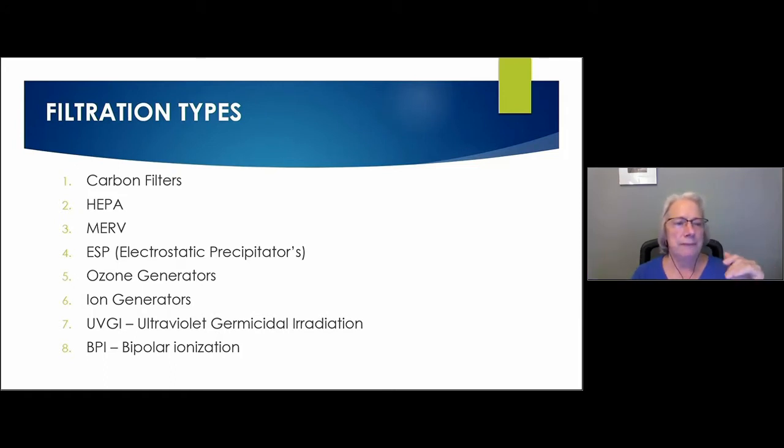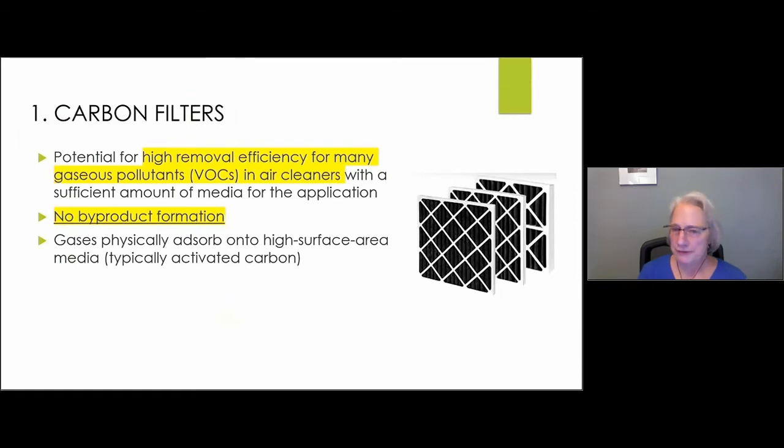So next slide. First, we start out with carbon filters. These are just carbon filters that remove basically VOCs and maybe some dust, okay? There is no byproduct formation. They are basically just collection devices, okay?